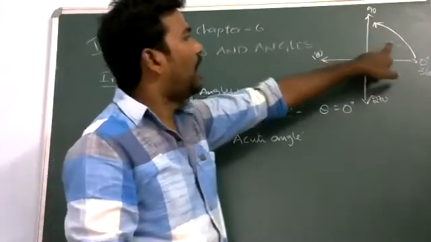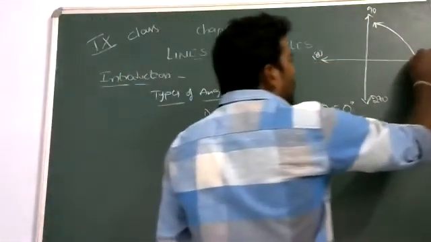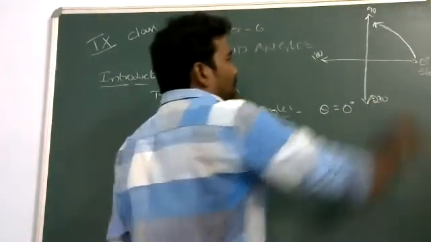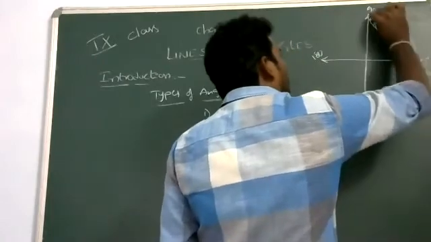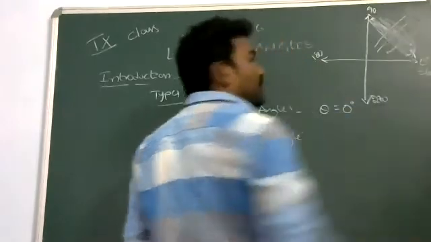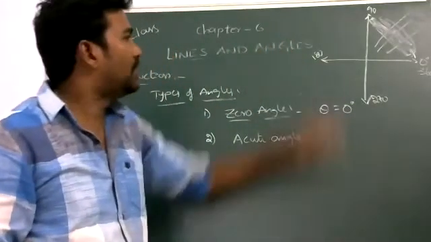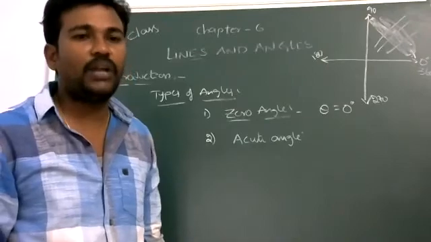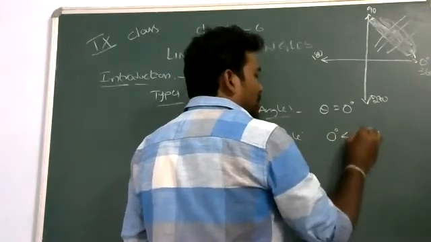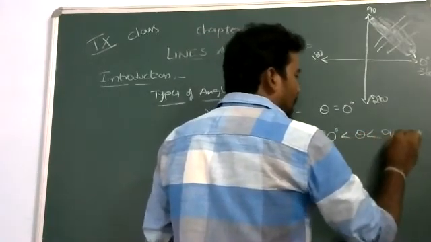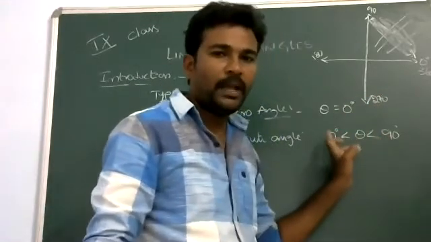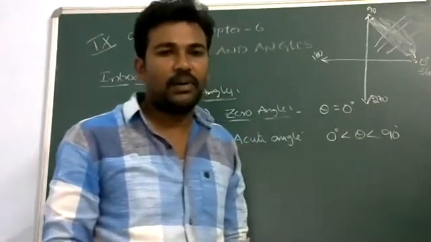Then comes the acute angle, which means the angle lies between 0 degrees and 90 degrees. That means greater than 0 and less than 90. If the angle lies in this range, then it is called an acute angle. You can represent it as 0 degrees less than theta less than 90 degrees. That means theta lies between 0 and 90 degrees. Then those angles are called acute angles.